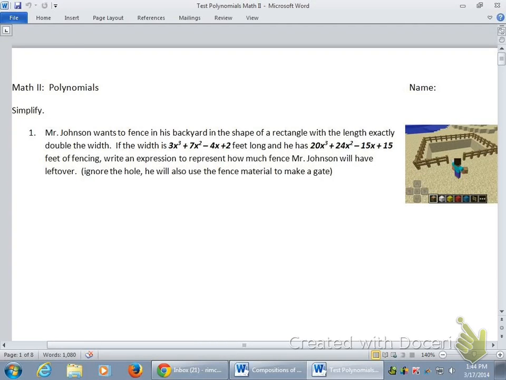So the first thing I noticed on number 1 is the old classic: he wants to fence in his backyard. Guys, this is absolutely old school. If you're going to fence in the backyard, what geometric concept is that? Perimeter. How do you find the perimeter of anything? Add up all the sides. That's the easiest definition of perimeter.